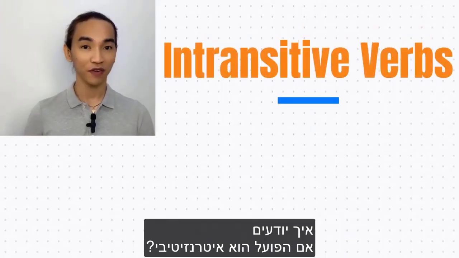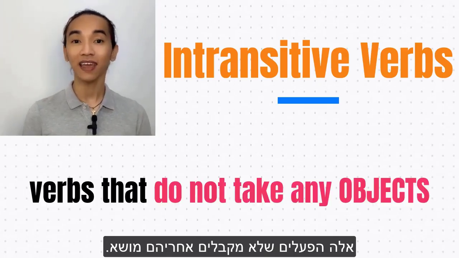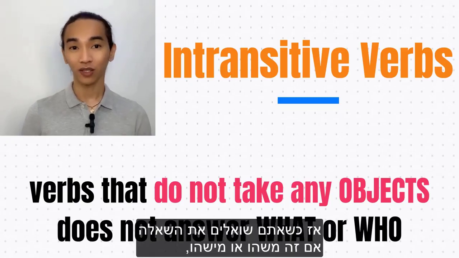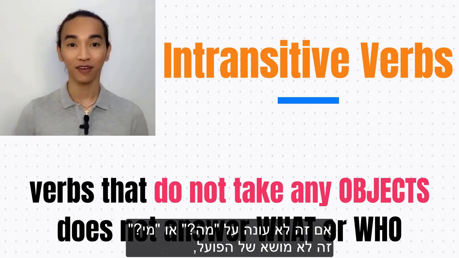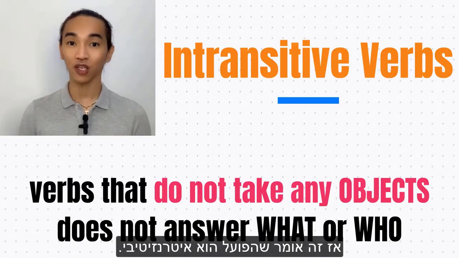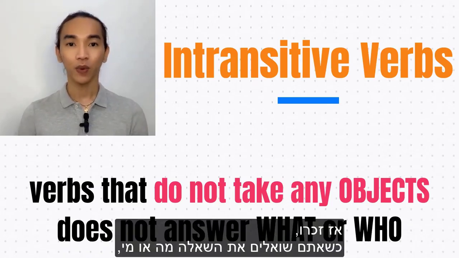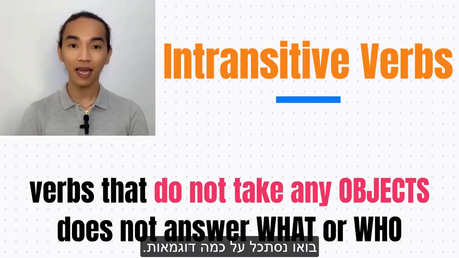Now, how do you know if the verb is intransitive? It means that these are the verbs that do not take any object after them. So when you ask the question, is it what or who? If it does not answer what or who, then that is not an object of the verb. So it means your verb is intransitive. There are just some verbs that are purely intransitive verbs. So remember, when you ask the question what or who, if it does not answer that, then it is an intransitive verb. So let's take a look at some examples.